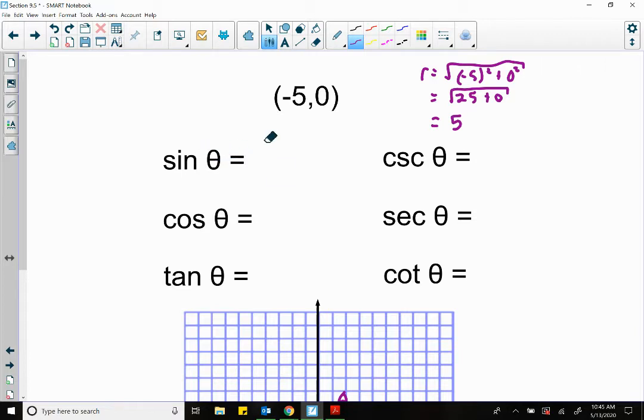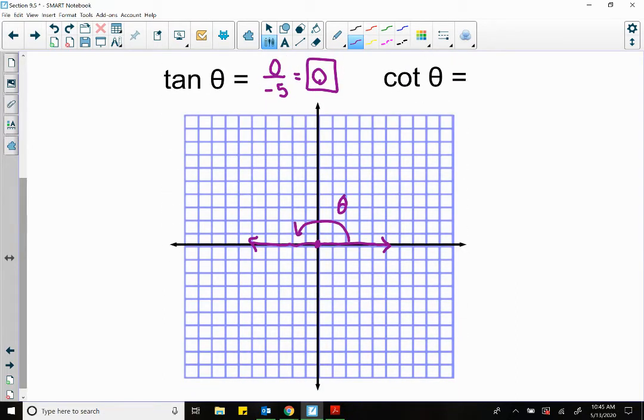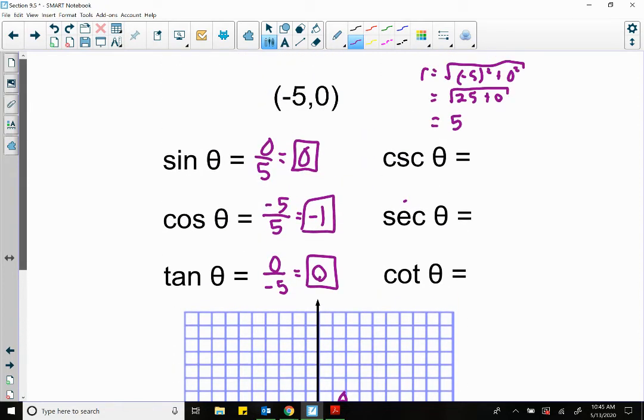So now you just write all of your answers. Sine is y over R, which is 0 over 5, so that answer is 0. They do not want 0 over 5, they want an answer of 0. Cosine is -5, because that's the x, over R, which gives us -1. Tangent is going to be 0 over -5, which is 0. So hopefully you notice that this is one of those quadrantal angles that we talked about in 9.2. Okay, it's quadrantal, it's along our axes.